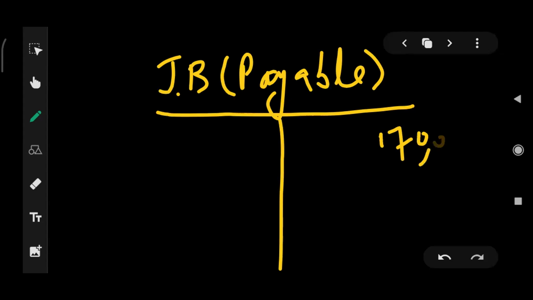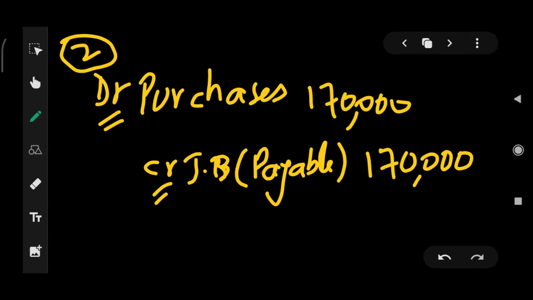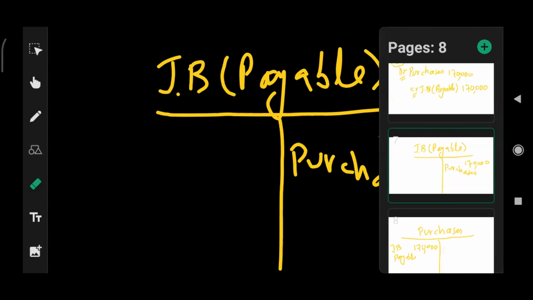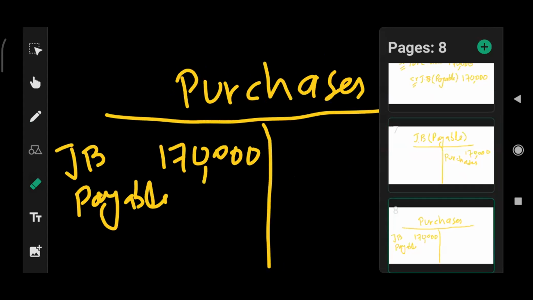I will record 170,000 on the credit side and its corresponding debit is purchases. So I will write purchases with it. You see, credit JB payable 170,000. I will open the account of JB payable and write 170,000 on the credit side, and the corresponding debit entry is purchases. So I will write the name purchases with it. First we opened the account of JB payable, a credit entry, and then the debit entry is posted into the purchases account because purchases was debited. So I opened the account of purchases, wrote 170,000 on the debit side as its credit was JB payable. So I recorded JB payable as the reference.